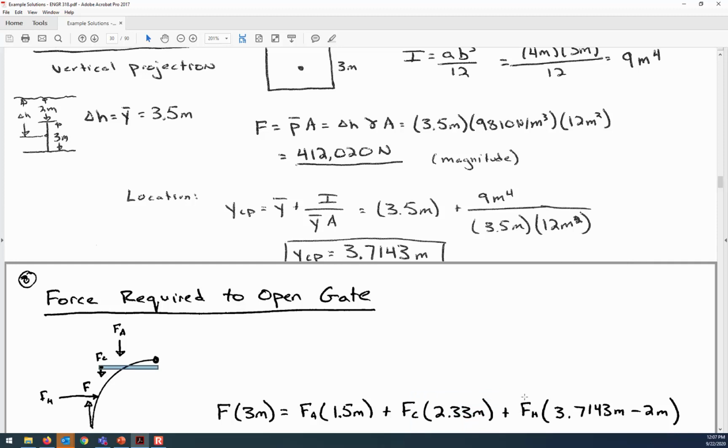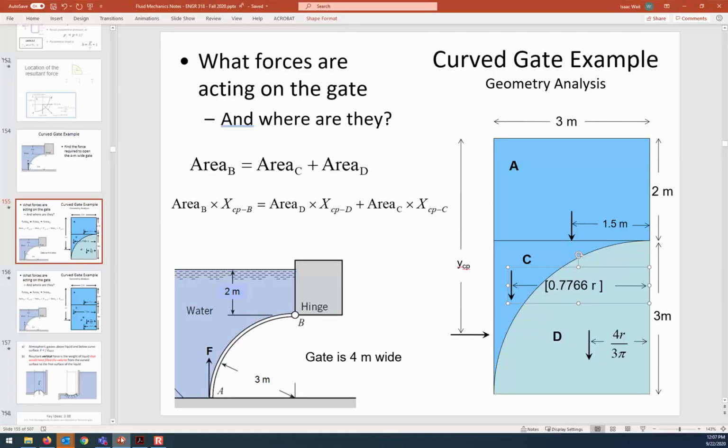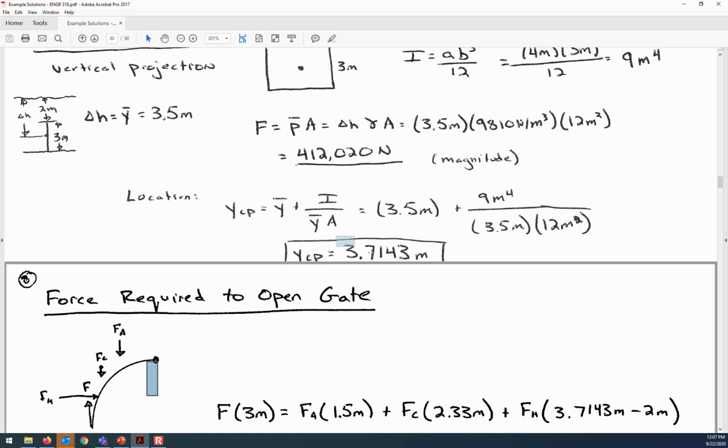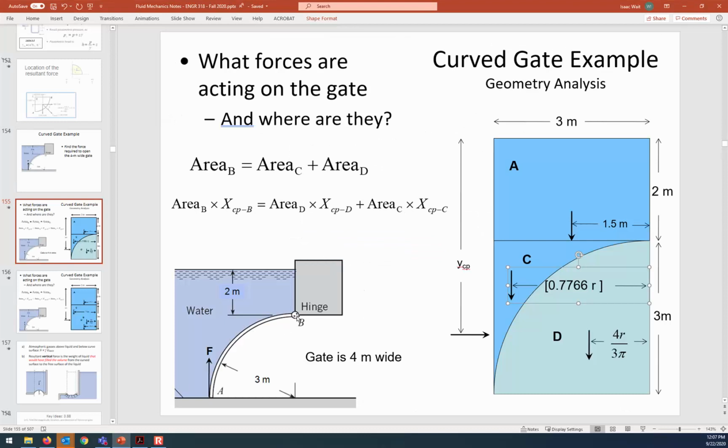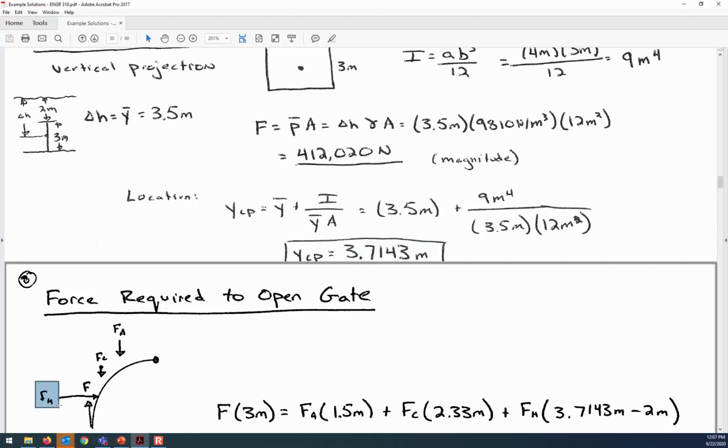And now FH, we want to know what is the distance from the hinge down to where the force is located. So that's the vertical distance. And it's 2 meters from the water surface to B, and the overall distance that we'd calculated here was 3.71. So 3.71 minus the 2 meter distance. So what's going to be left is how far below B that force, F sub H, is located.